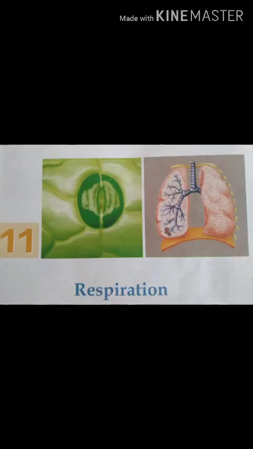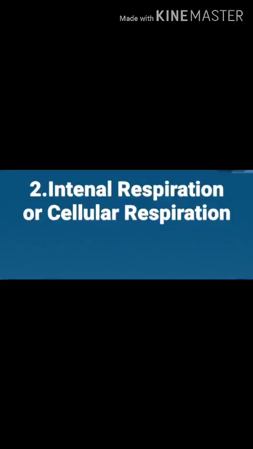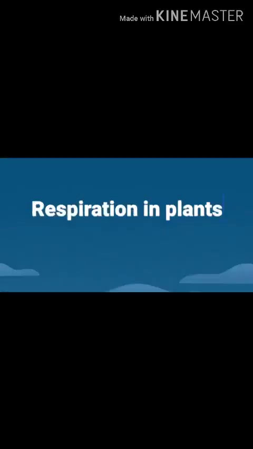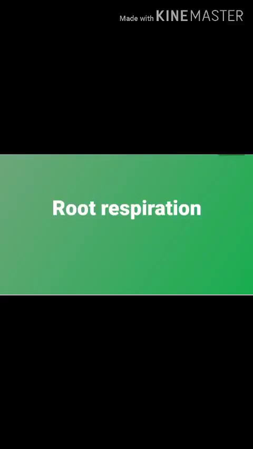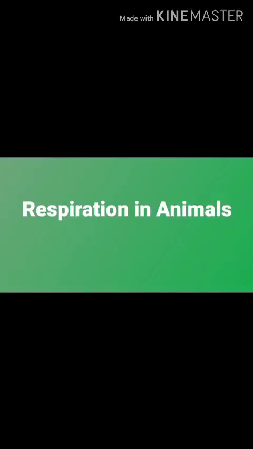Children, in our last module, we studied about respiration. There are two main processes of respiration: external respiration or breathing, and internal respiration or cellular respiration. Then we studied about respiration in plants, then root respiration, photosynthesis and respiration. We also studied two activities which were showing the release of carbon dioxide and heat energy during respiration. Children, today we are going to start respiration in animals.